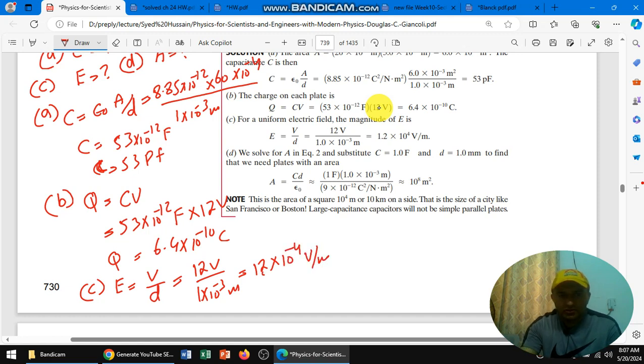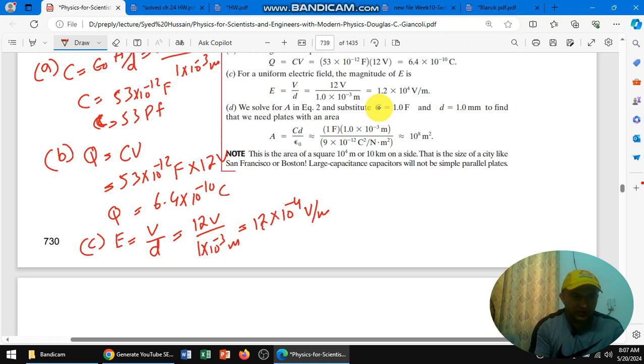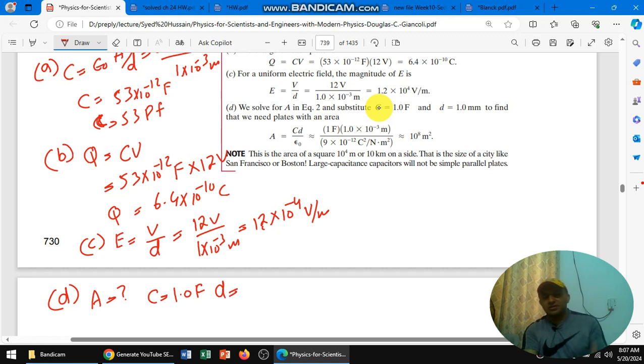So for the last part D, we have to estimate the area of a capacitor if the capacitance is 1.0 farad and the separation does not change, meaning the separation is 1 millimeter. So in this case the separation is 1.0 into 10 to the power minus 3 meter. 1 millimeter is 10 to the power minus 3 meter. No other changes, only the capacitance is 1 farad.